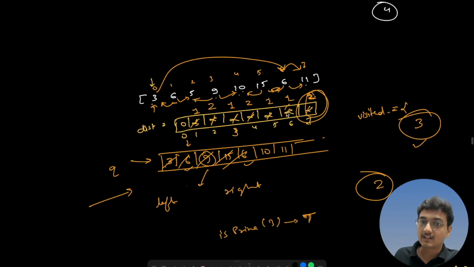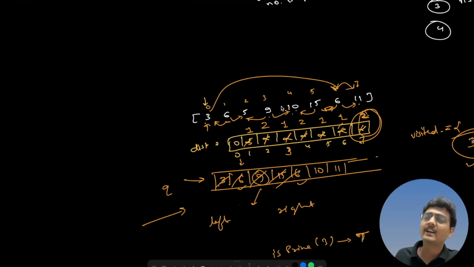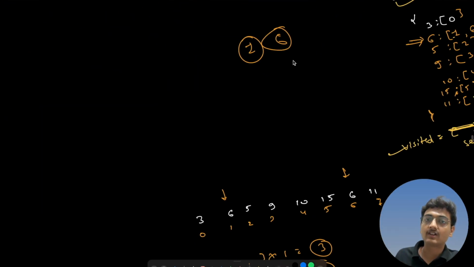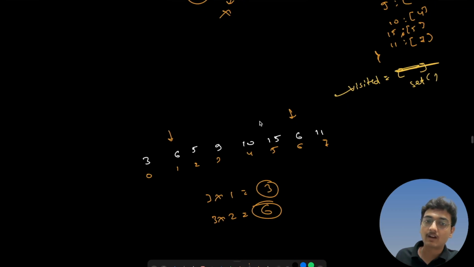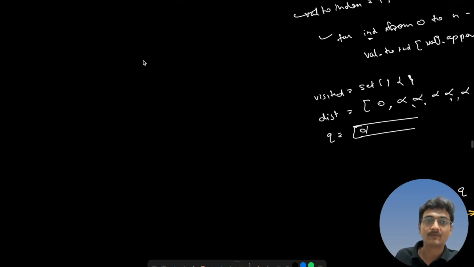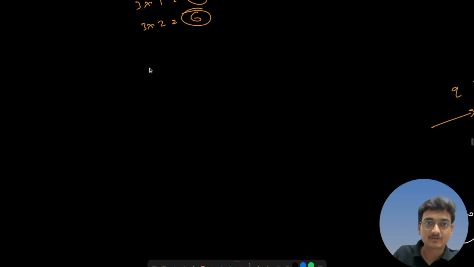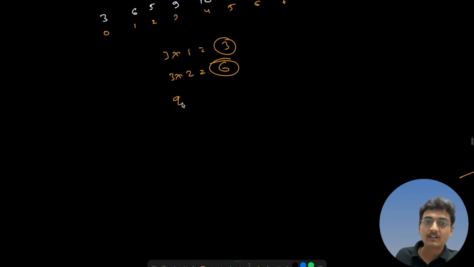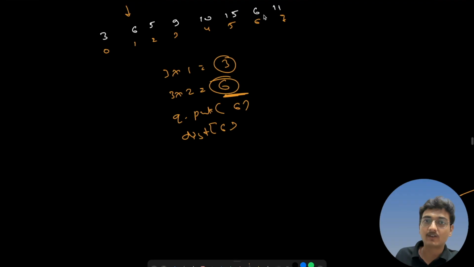And I'm asking distance of six, are you visited? Let's say for example, it's telling I'm not visited. So what I'll be doing? I will be putting that in queue. Queue dot put this six. Okay. Index of this six and distance. Let's visit that as well. So distance for this six index.